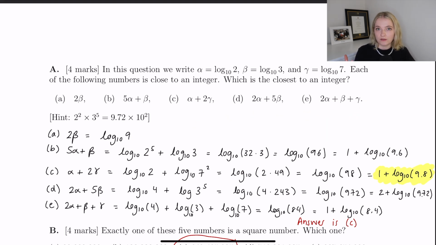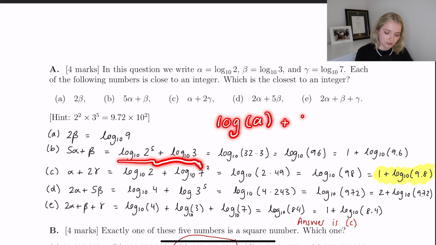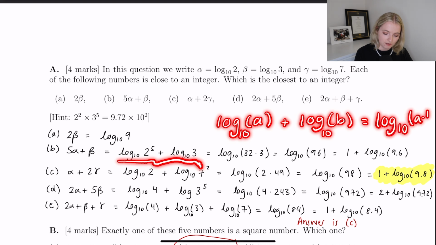Now we can do something very similar for the rest. So let's look at B, which is 5 alpha plus beta. So this is log base 10 of 2 to the 5, like we've just shown, because we've taken the 5 out the front here and put it to the power. So we've got log base 10 of 2 to the 5 plus log base 10 of 3, because that's what beta is. And then because we're adding logs together, we can multiply them, because that's essentially the definition. So log of A plus log of B, obviously they have to be in the same base, is log same base, A multiplied by B.